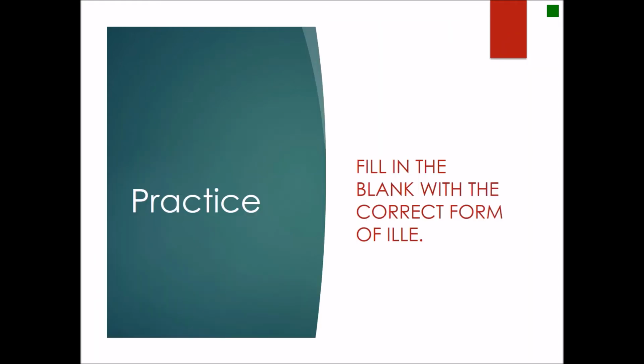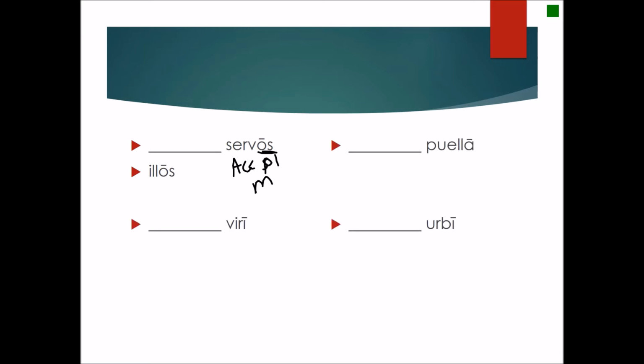You're going to be filling in the blank with the correct form of ille that matches the noun in case, gender, and number. And so, for example, we have our word servos, which is second declension, accusative, plural, and masculine. So the correct form of ille that we need is illos, those slaves. Go ahead and complete the remaining 3 with the correct form of ille and pause the video while you complete your practice.